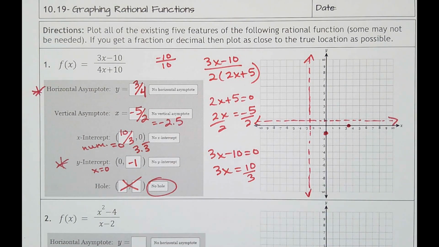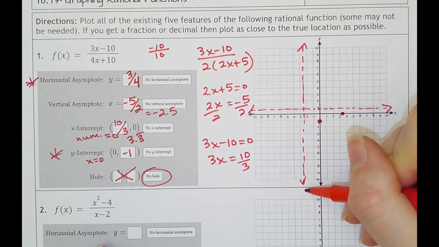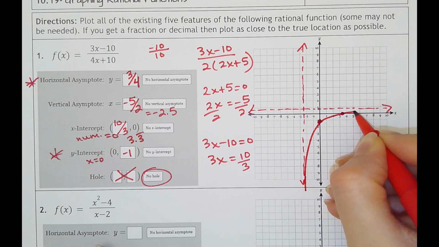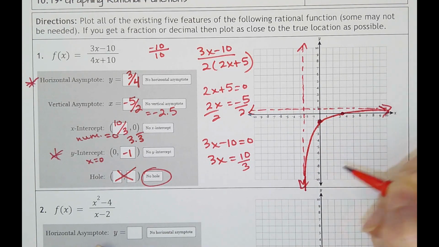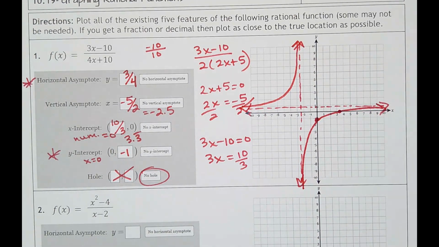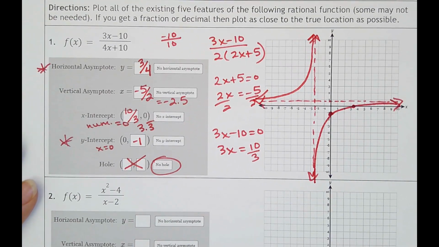So I can already tell what this graph is doing. It's going to have one curve, get really close to that vertical asymptote and come up and be really close to that horizontal asymptote, and then the other curve is going to do something like this. Delta Math will graph it for you once you get the characteristics, so I'm not worried about finding specific values.